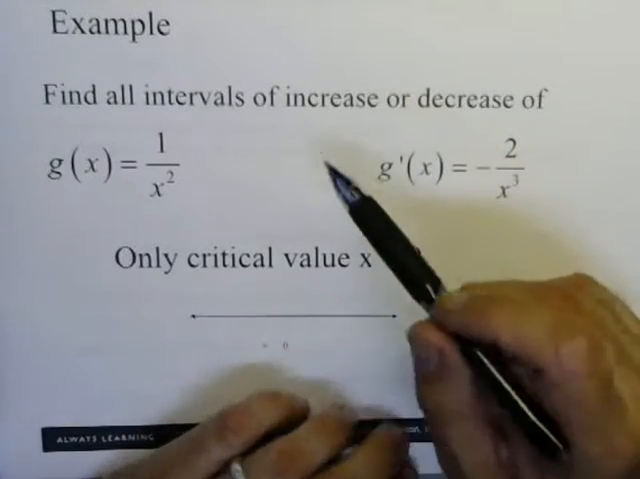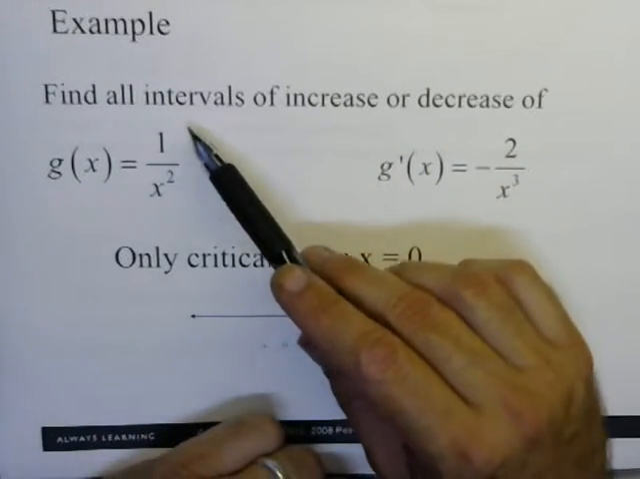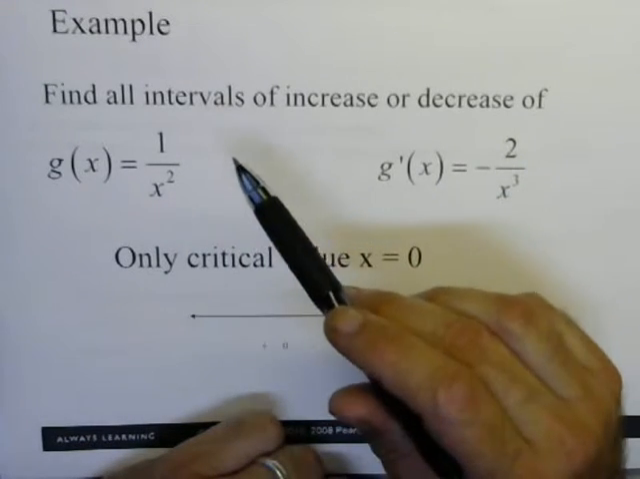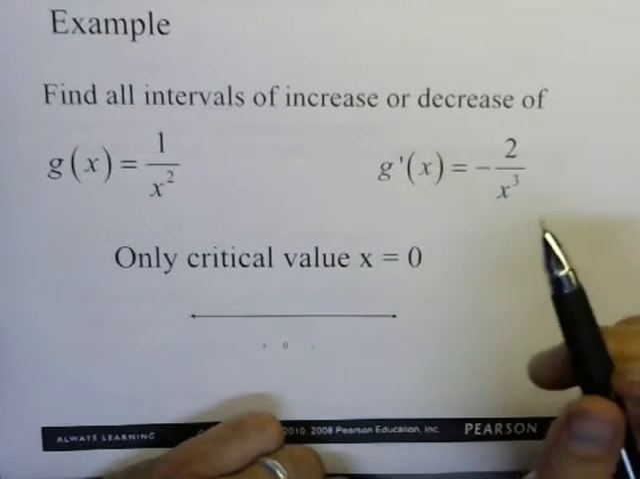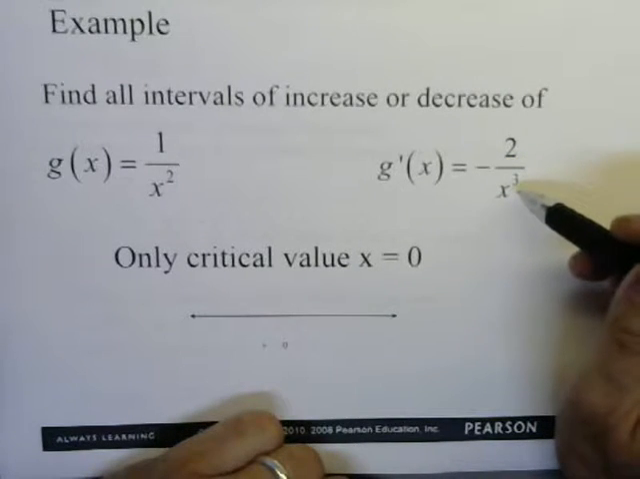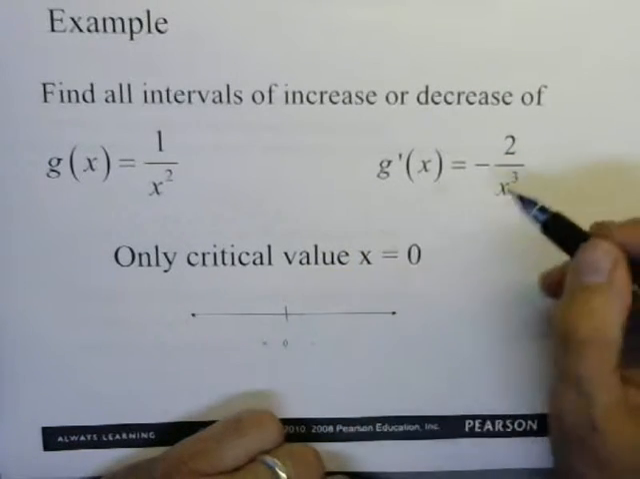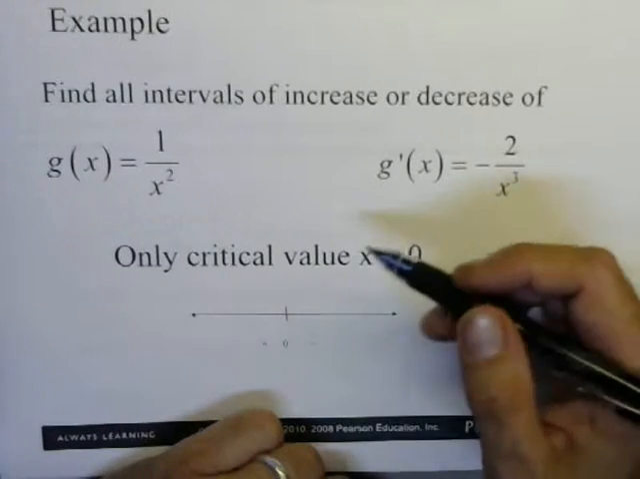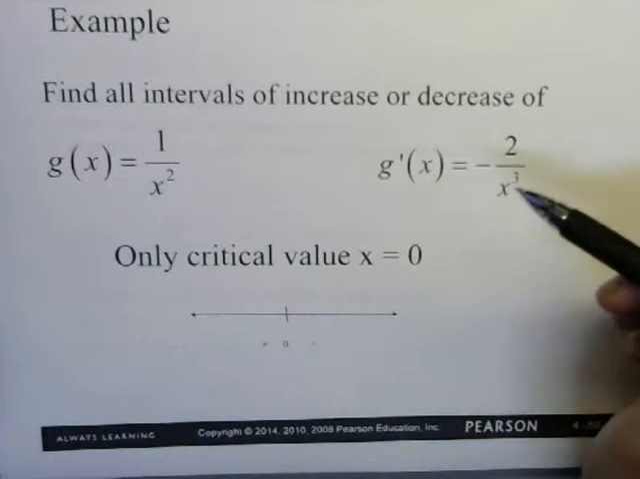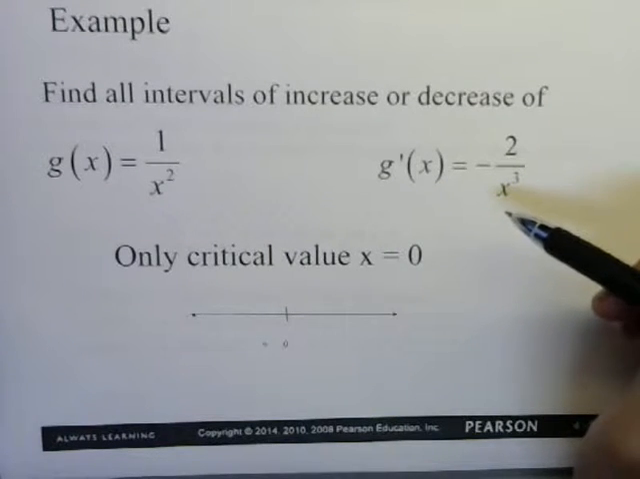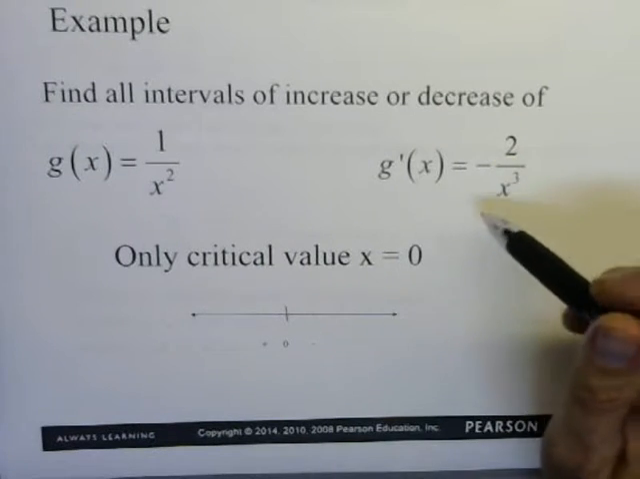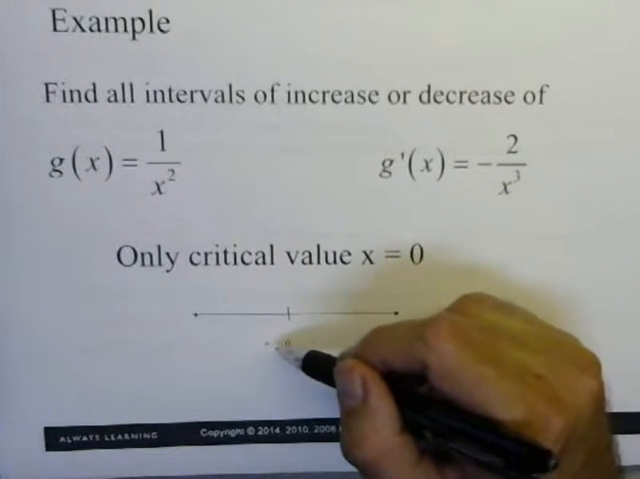Let's look at a slightly more complicated function. Find all the intervals of increase or decrease of this function, 1 over x squared. Take the derivative, which would be negative 2 over x to the third. The only critical value there is 0. So check the slope on either side. If you pick some negative number and put it in for x, like negative 1, you'll get a positive number for the slope. So the slope will be positive there.